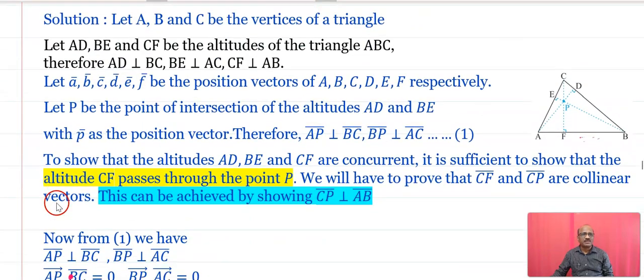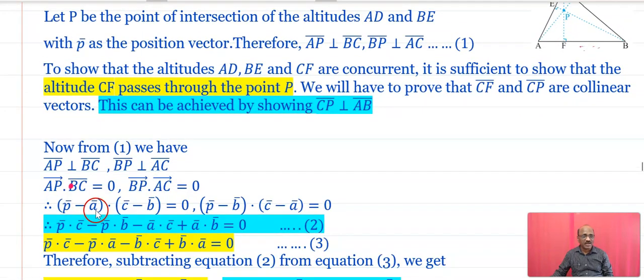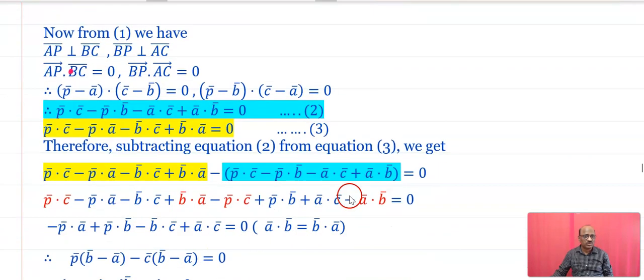But what is AP bar? AP bar is nothing but p bar minus a bar, dot BC bar, which is c bar minus b bar, equals 0. Also BP bar dot AC bar: BP means p bar minus b bar in the first bracket, dot AC bar, which means c bar minus a bar, equals 0.